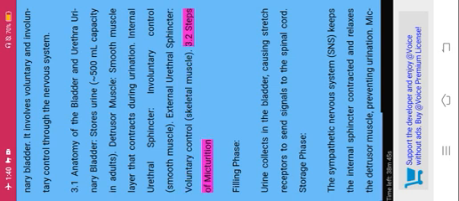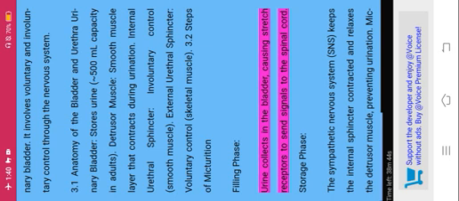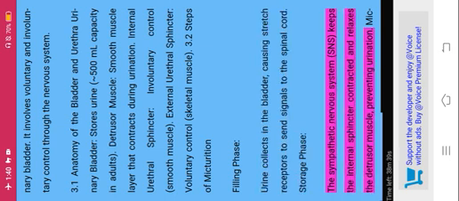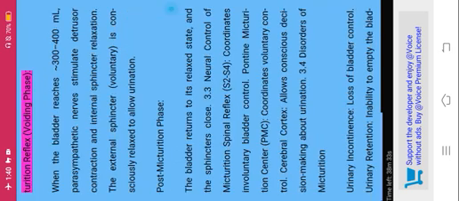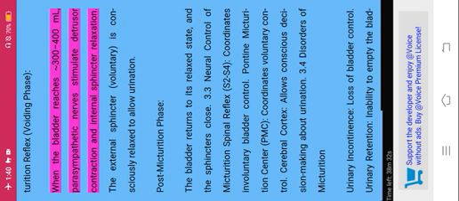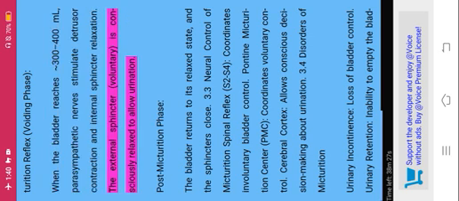3.2 Steps of micturition. Filling phase: urine collects in the bladder, causing stretch receptors to send signals to the spinal cord. Storage phase: the sympathetic nervous system, SNS, keeps the internal sphincter contracted and relaxes the detrusor muscle, preventing urination. Micturition reflex, voiding phase: when the bladder reaches approximately 300 to 400 ml, parasympathetic nerves stimulate detrusor contraction and internal sphincter relaxation. The external sphincter, voluntary, is consciously relaxed to allow urination.